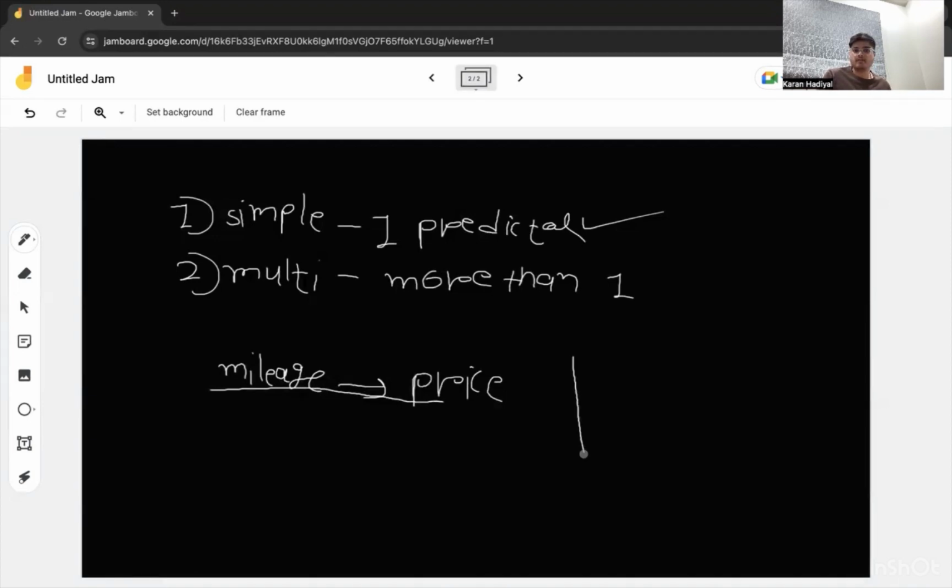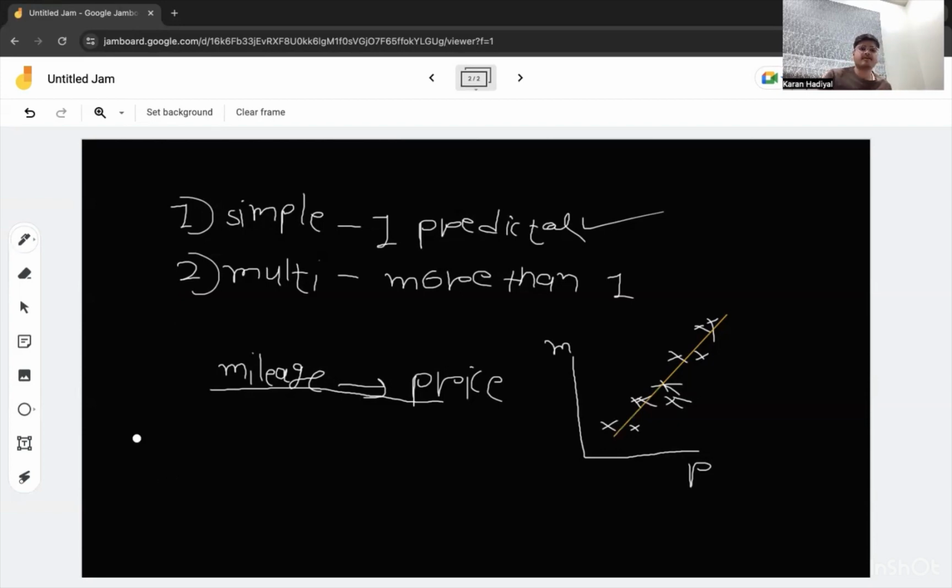Let's say we plot the graph of mileage versus price. Here we have mileage, and here we have price. Let's say the data is something like this. These are the data points. You can see that it is following a linear trend. In linear regression, we have output which is linearly dependent on inputs or predictors, and in simple linear, we have only one predictor.